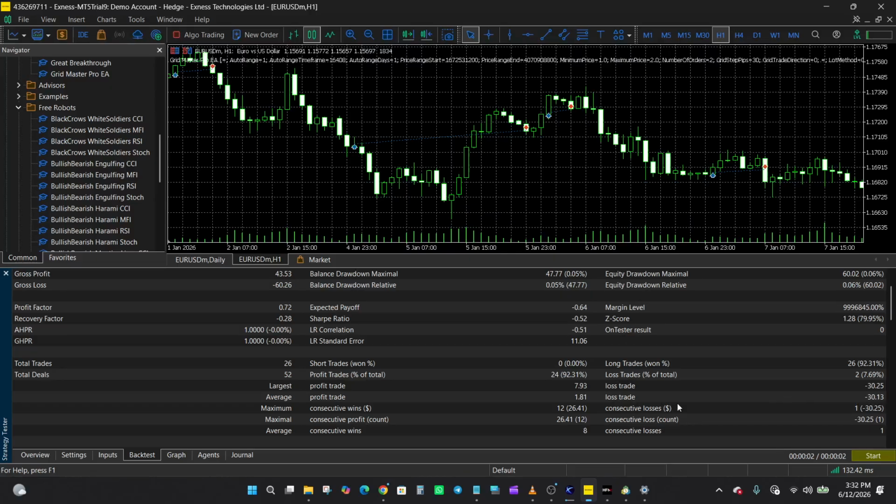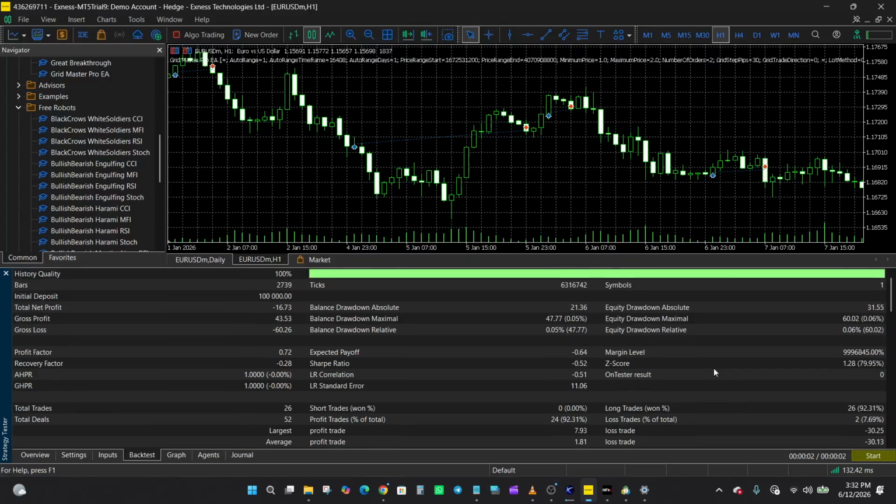So this tells me that the average risk to reward ratio is very poor. You can see the difference between the average profit and the average loss, very wide. All right. So now I'm not surprised to see a negative total net profit, even though that is just very little compared to the initial deposit.